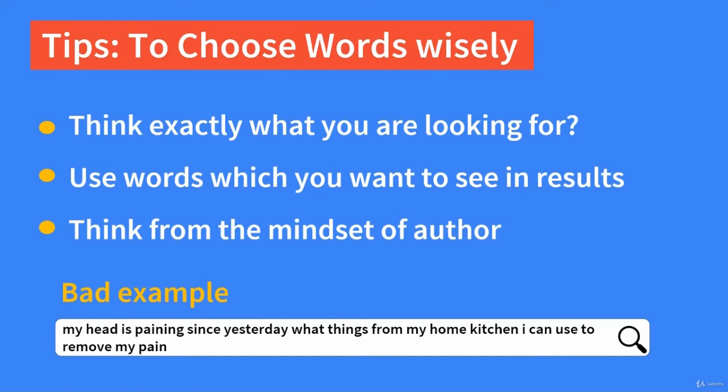Third is put yourself in the mindset of the author. This is something which you will learn with practice of understanding the search results. So for head pain, the common keyword generally used is headache, and for home kitchen things, the common keyword generally used is home remedies. So the authors and creators of web pages use the common words on their site so that it is easily searchable for those keywords.